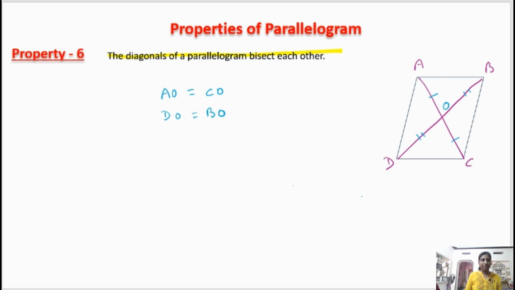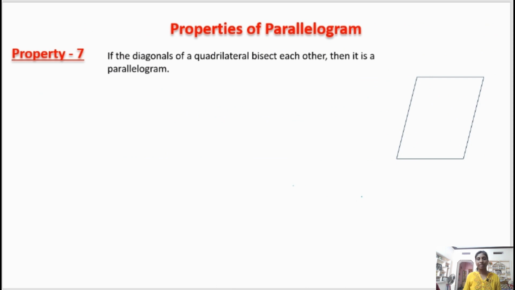Now, next property. Property number 7 is the converse of property number 6. Let us read it. If the diagonals of a quadrilateral bisect each other, then it is a parallelogram. Suppose ABCD is a quadrilateral. It is not a parallelogram. Suppose it is a quadrilateral ABCD, and it is given that diagonals bisect each other.